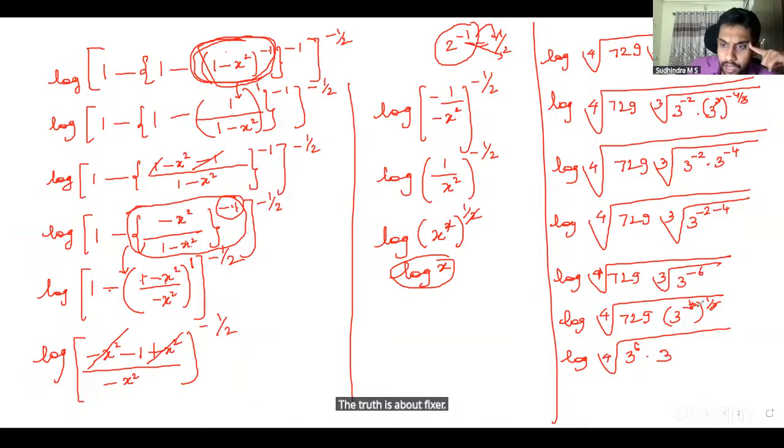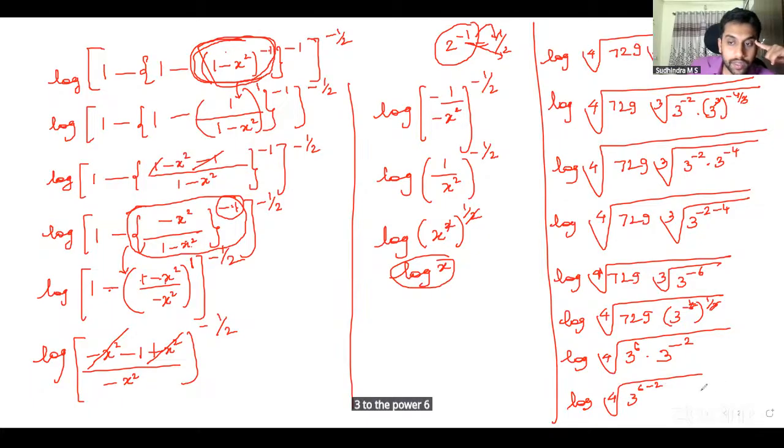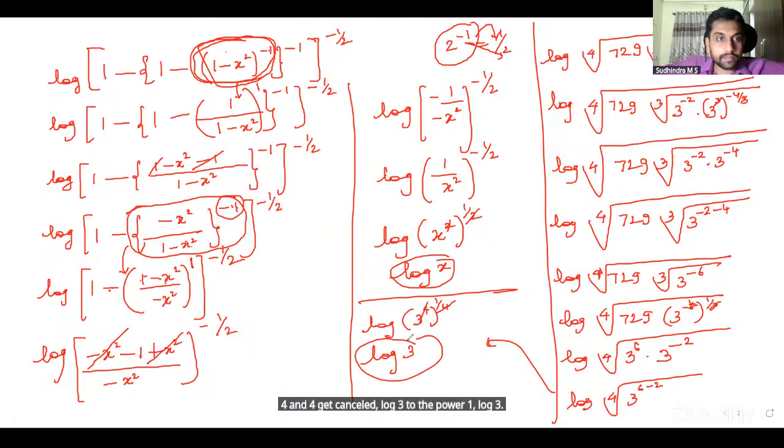Into 3 to the power, how much do I get here? 3 ones are 3, twos are minus 2. Again, A power m into A power n. Log of 4th root of 3 to the power 6 minus 2. I'll just write it here. Log of 4th power can be written as 3 to the power 6 minus 2 is 4, whole power 1 by 4. 4 and 4 gets cancelled. Log 3 to the power 1, log 3. So log 3, option A is the answer.